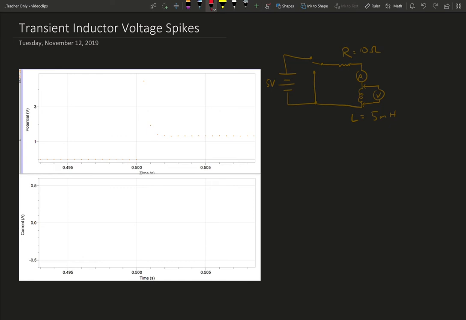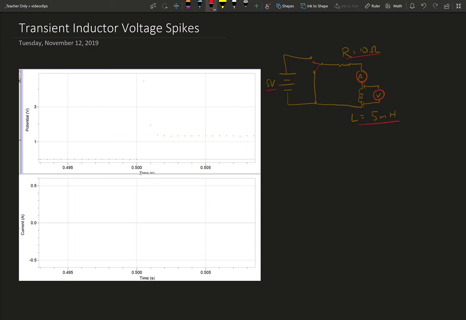And what we have is this circuit with a 5-volt power supply. We have a current meter that is in series. We have a voltage meter that is measuring the voltage across the inductor. And the inductor is placed in series with a 10 ohm resistor. The inductor happens to be a 5 millihenry inductor. And we can connect it to the switch or not connect it to the switch.